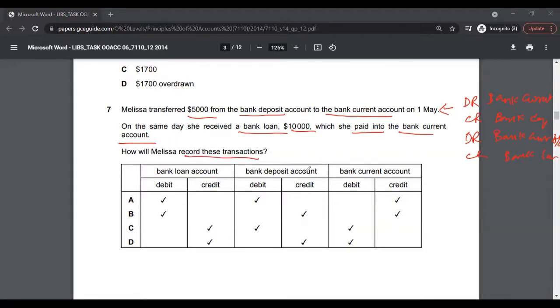So how will Melissa record these transactions? Let's look at which accounts are being affected here: bank loan account, bank deposit account, and bank current account. Melissa moved some money from the bank deposit account to the bank current account, so there's going to be a credit here. So you can come down to these 2 options, option B and option D. You can clearly eliminate option A and option C. So now we are down to 50-50.